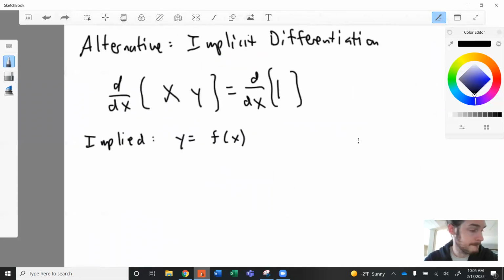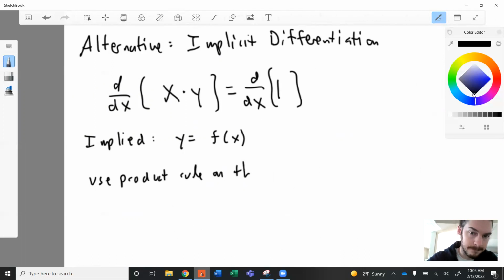We're not going to get that. So that means y depends on x. So here, right here, it's x times y. Both of those are functions of x. x is dependent on x. It is y, which is dependent on x. So that is going to be a situation where we need to apply the product rule on the left side.